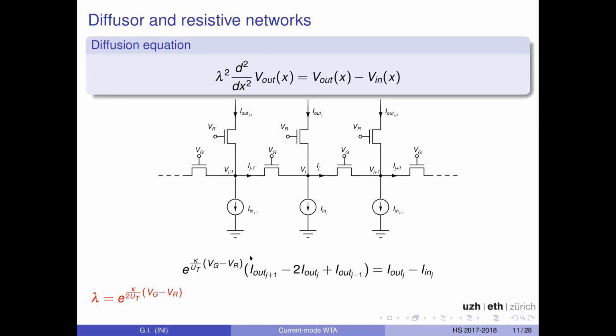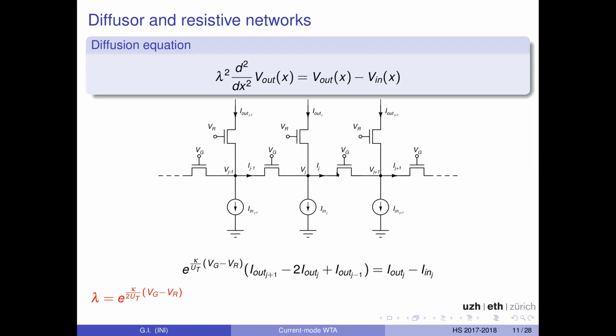Which basically tells you, if I change the difference between these parameters, VR and VG, I change how much current flows laterally or how much current flows vertically. So if I want to smooth a lot, I have to open up the lateral connections. So VG has to go up. So my space constant goes up and I smooth a lot.